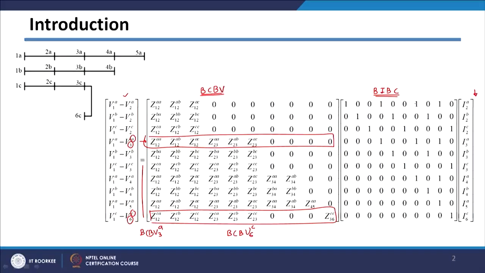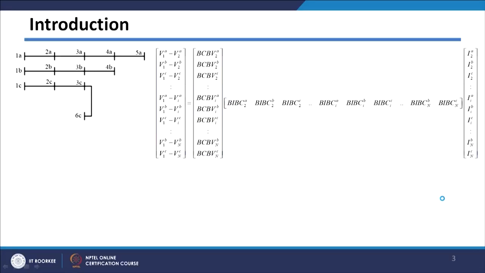In exactly the same way we have divided our BIBC matrix, but column wise. If you consider this column, since it corresponds to this particular current, we can call it BIBC since it corresponds to node 4, so I4, and corresponding to A phase, so I should write A. This is how we can give names to each of the columns, and once we do this, we will get this matrix, where these are the rows of the BCBV matrix and these are the columns of the BIBC matrix.